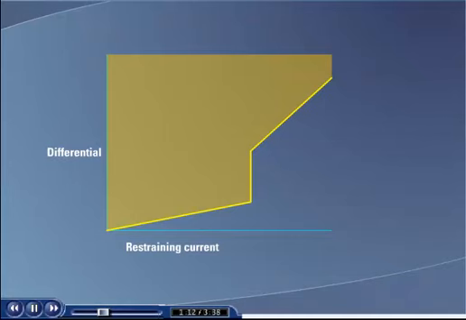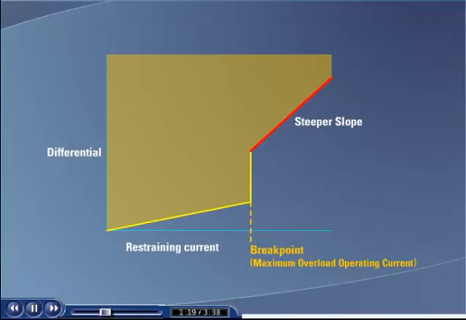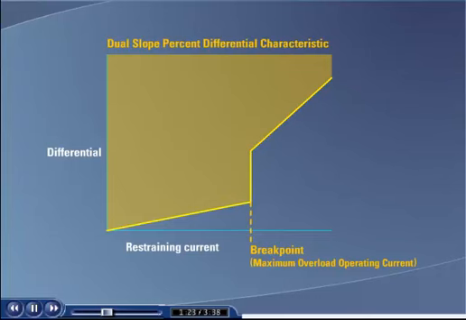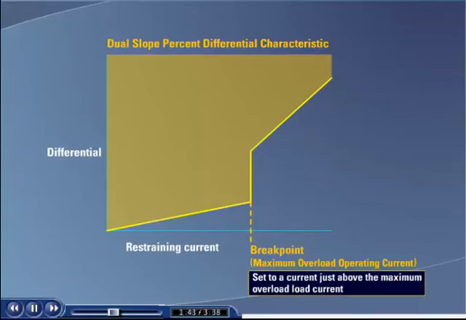To provide greater security under large through-fault current conditions, the element uses a steeper slope beyond a pre-programmed breakpoint. The resulting shape is called a dual-slope percent differential characteristic. The slopes and breakpoint for the dual-slope percent differential characteristic are calculated as follows. The breakpoint. If using the maximum of method for the restraining current calculation, the breakpoint or transition point between slope 1 and slope 2 is normally set to a current just above the maximum overload load current of the device being protected.